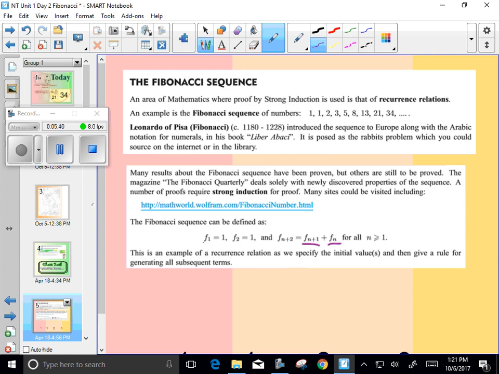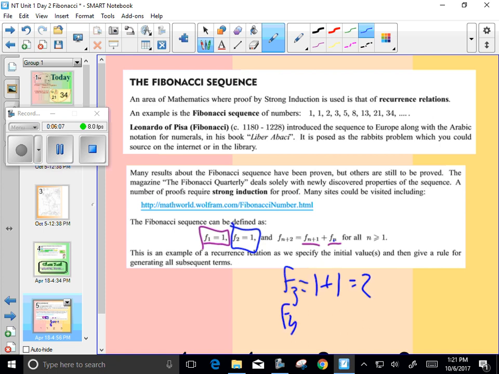So if we start, f of 1 is 1, f of 2 is 1. This formula says the next one, f of 3, is going to be the previous one, f of 1, which would be 1, plus f of 2. And so f of 3 is going to be 2.